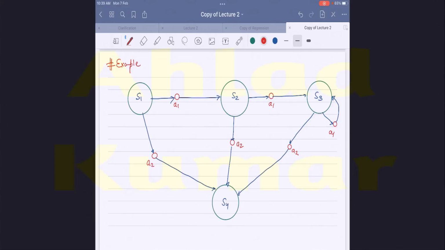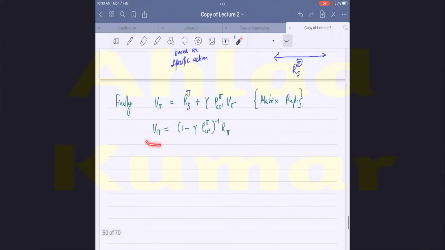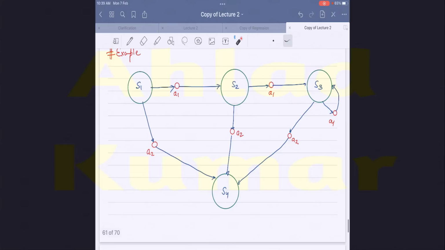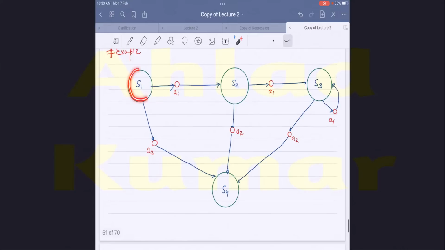So in this example, we will try to implement these equations which we have seen, and we will try to calculate the value function for the Markov decision process given here. So here you can see we have four different states. First is state S1, another one is state S2, third one is S3, and fourth one is S4.